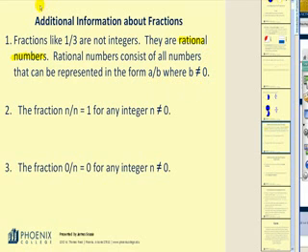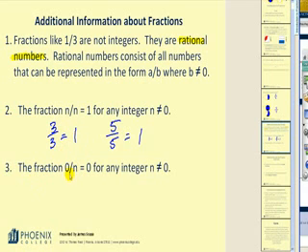Number 2, the fraction n over n is equal to 1 for any integer n not equal to 0. Again, we illustrated that earlier, but what that is saying is if my numerator and denominator are equal, it's going to be equal to 1. That should make sense. If I have a circle that's divided into 3 equal parts and I consider 3 of them, I would have a complete circle, or 1.